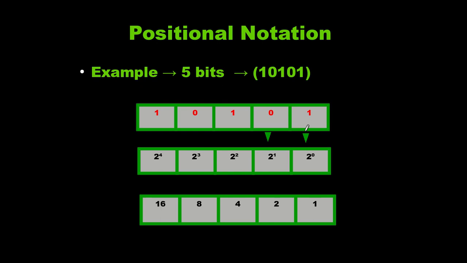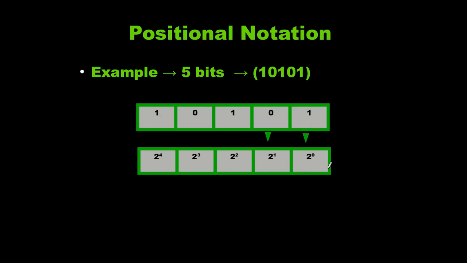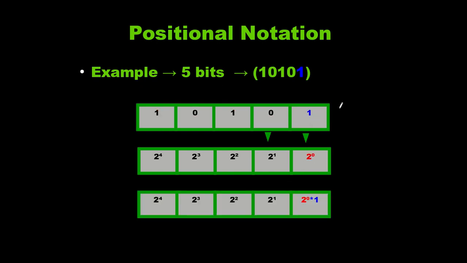We broke it down and now we multiply it. So 1 times 2 to the power 0 represents the value of this. Now this one, 2 to the power 1 multiplied by 0 gives us 0. Now the third bit, I'm saying 1 multiplied by 2 to the power 2 is going to equal 4.